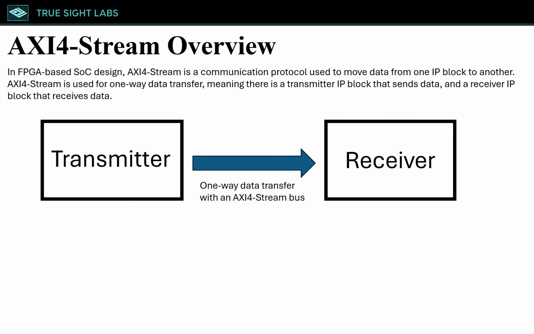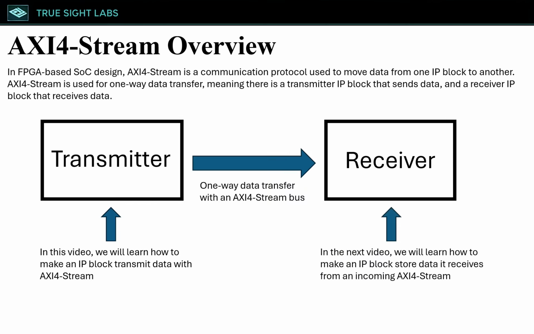In FPGA-based system-on-chip design, AXI4-Stream is a communication protocol used to move data from one IP block to another. AXI4-Stream is used for one-way data transfer, meaning there is a transmitter IP block that sends data and a receiver IP block that receives data. In this video, we will learn how to make an IP block transmit data with AXI4-Stream. In the next video, we will learn how to make an IP block store data it receives from an incoming AXI4-Stream.